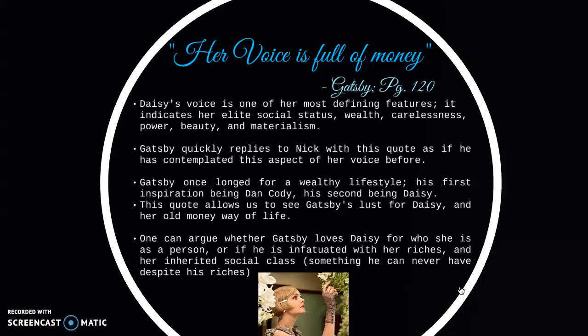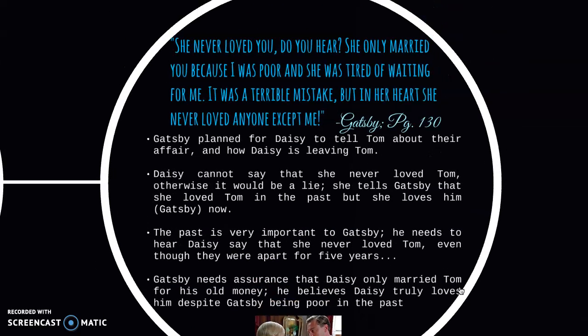He once longed for a wealthy lifestyle in order to please Daisy, and it just shows that her old money is her way of life. It's a part of her. It's a part of her language. It's a part of the way that she speaks. And one can argue whether Gatsby loves Daisy for who she is as a person, or if he's just infatuated with the idea of her and her inherited social class, something that he will never be able to have. And it's kind of more of a complex point.